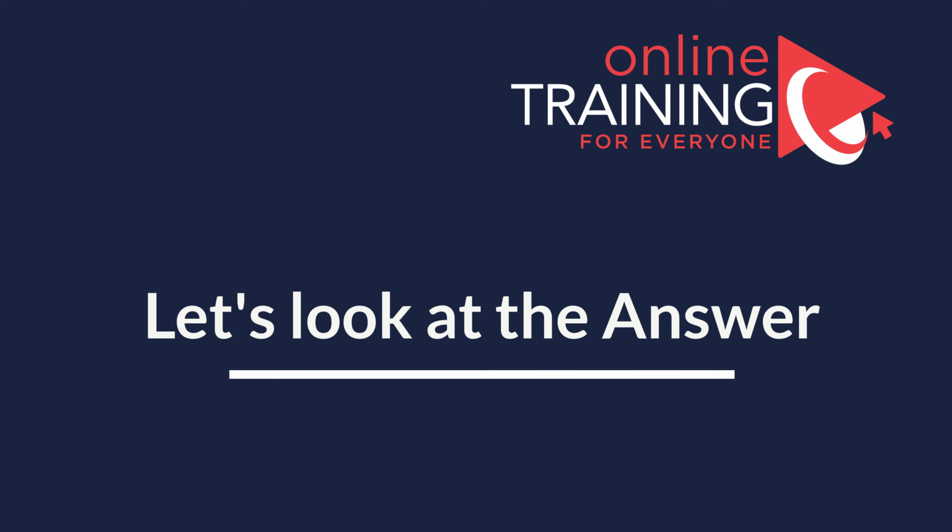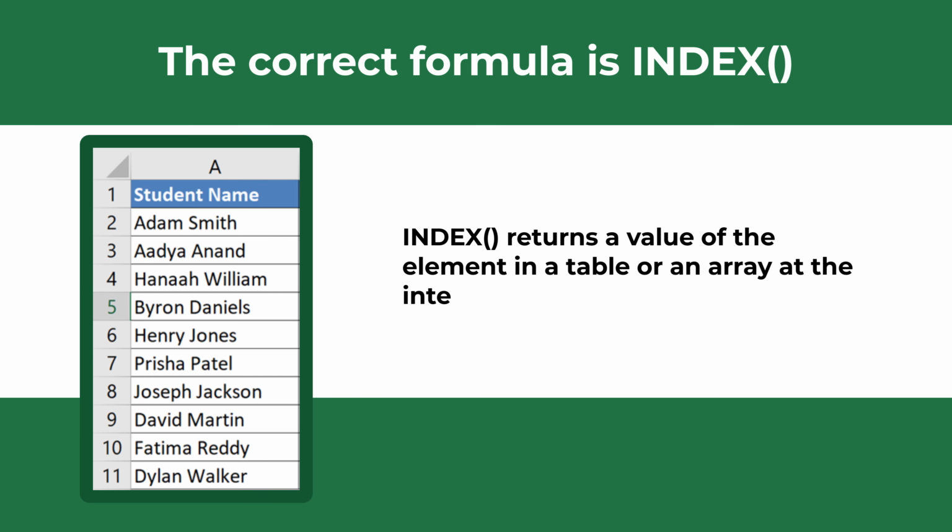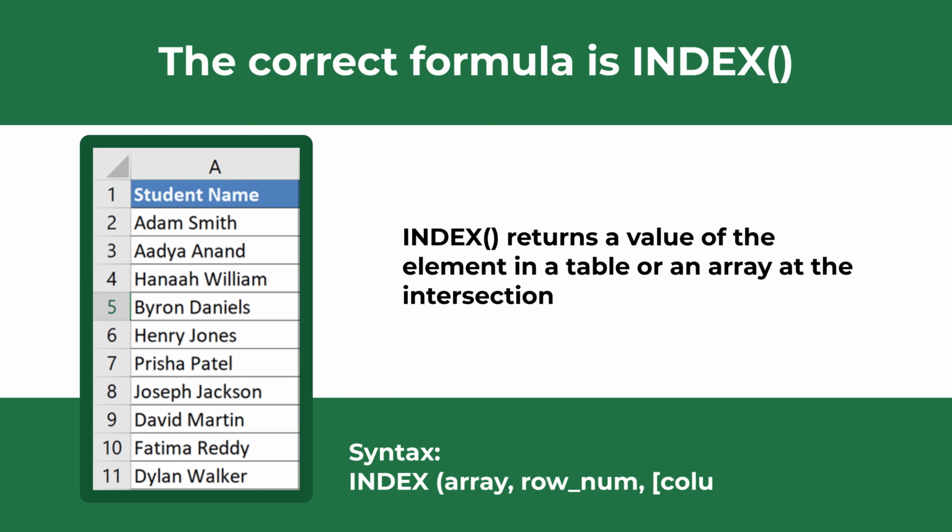As you might have figured out, the correct formula is Index. In fact, Index returns a value of the element in the table or in the array selected by the row and column number indexes. When entering the Index formula, you need to enter the array and provide the row number. The column number is optional.